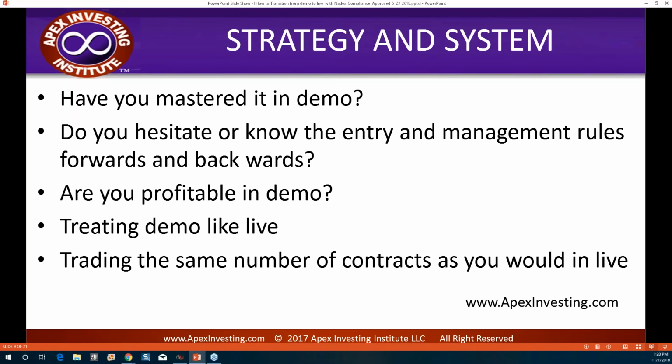And be profitable in demo. Okay, I've talked to people who are like, yeah, I practiced in demo and I lost a lot of money, but then I realized what I was doing wrong, and I had a couple profitable days, and then I just went straight to live. Okay, well, maybe you need to have more than a couple profitable days.